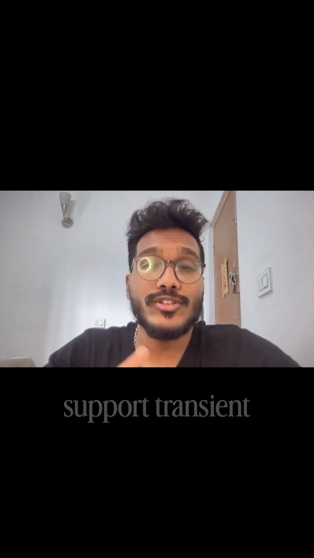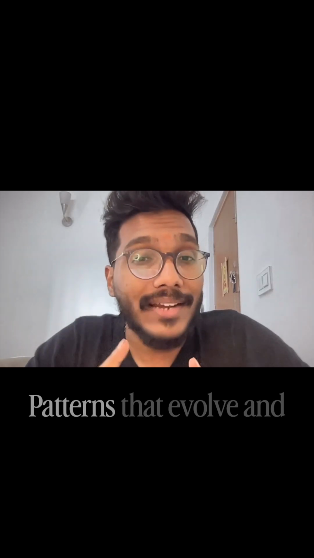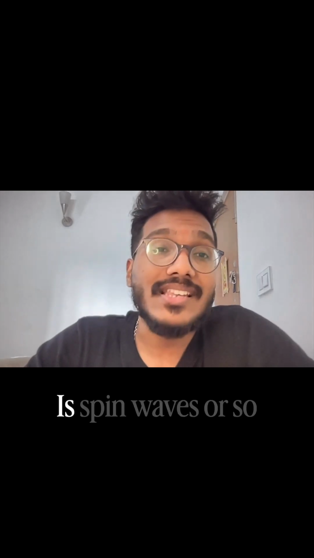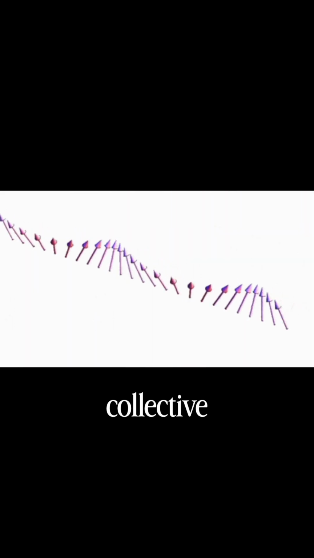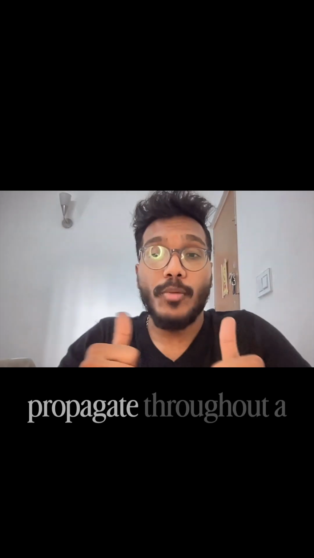Magnetic systems also support transient textures, patterns that evolve and relax with time. A key example of which is spin waves, or so-called magnons. Spin waves are collective oscillations of spin that propagate throughout a magnetic material.